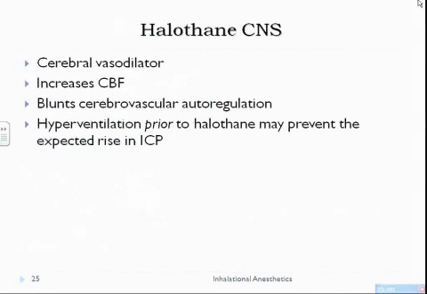Halothane causes central cerebral vasodilation and increased cerebral blood flow, so it's not a good agent for somebody who has elevated intracranial pressures. It does blunt sometimes the cerebral vascular autoregulation. And if you give hyperventilation prior to starting the halothane, you can offset the effects of this. So sometimes you can affect it by the changes in CO2.